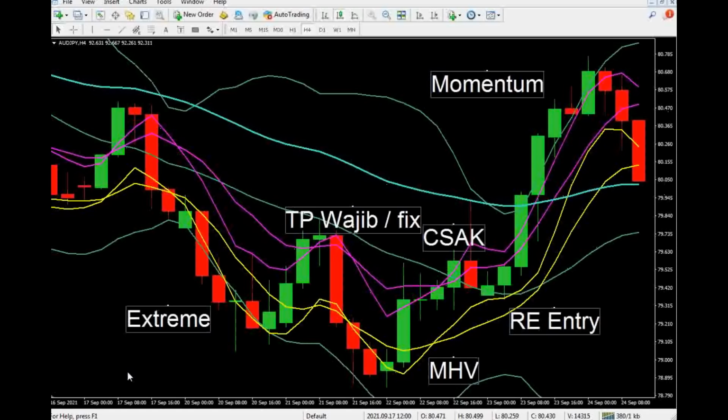Where will people open a buying position in this extreme structure? It is in the retest characteristic. What is meant by retest characteristic? This candle is doing a retest.